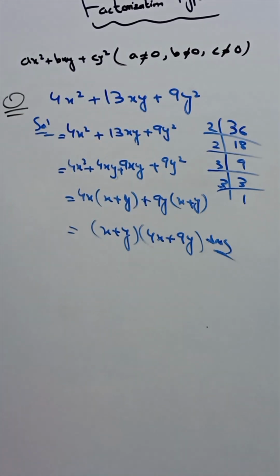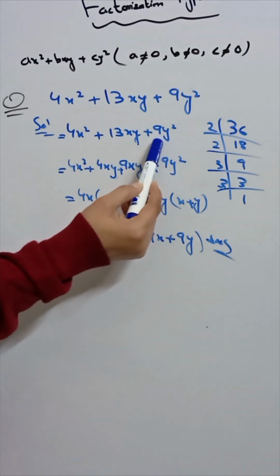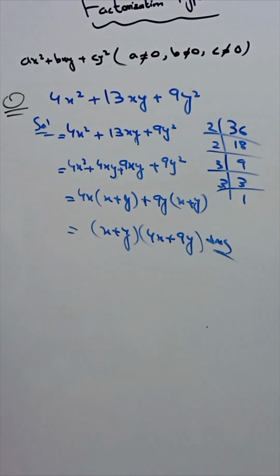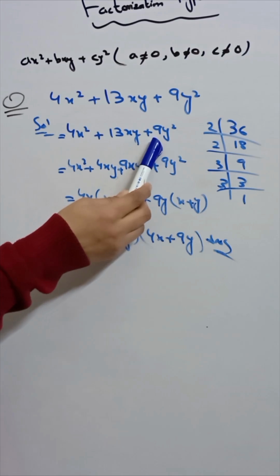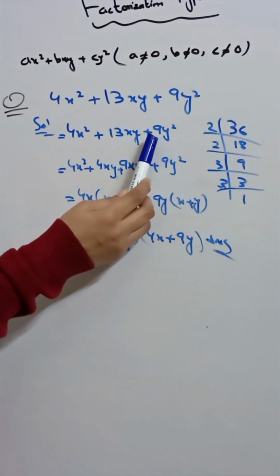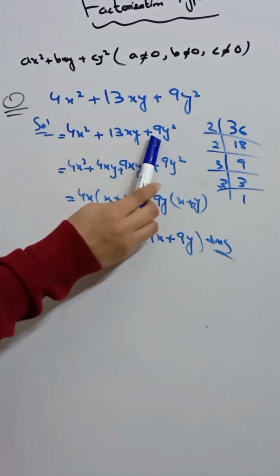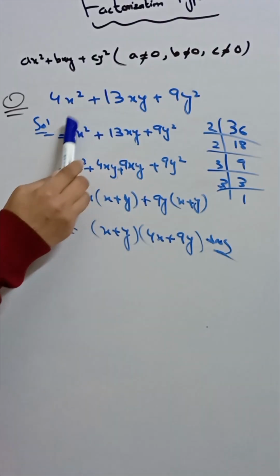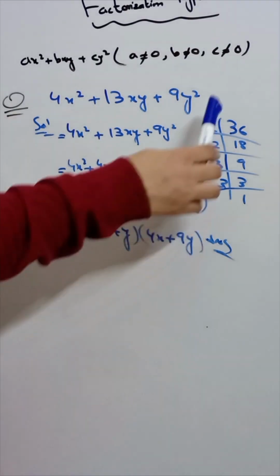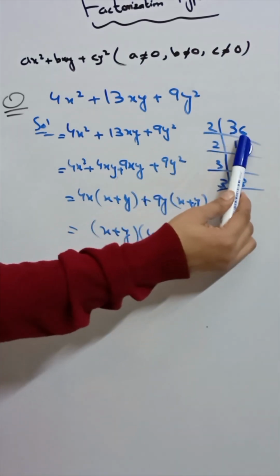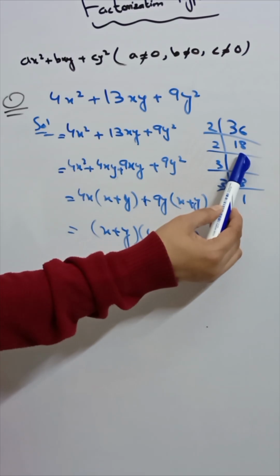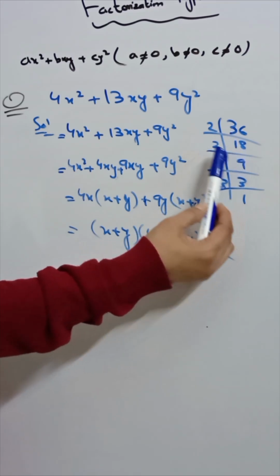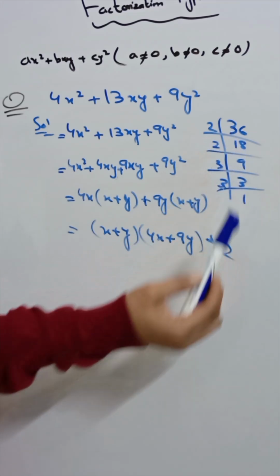I have told you in my previous lecture that you have to multiply the last term coefficient with the first term coefficient. Multiply the last coefficient 9 with 4. 9 fours are 36. We take the LCM of it. As it is an even number, you start from 2. 2 ones are 2, 2 eights are 16. Again it's an even number, 2 nines are 18, 3 threes are 9, 3 ones are 3.